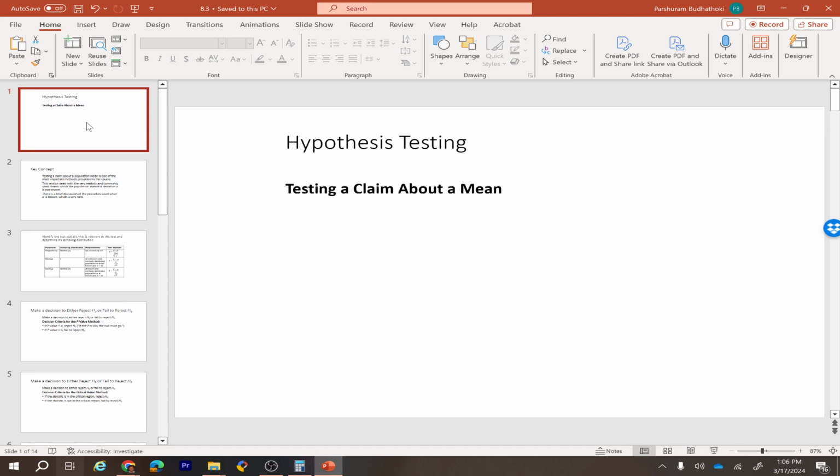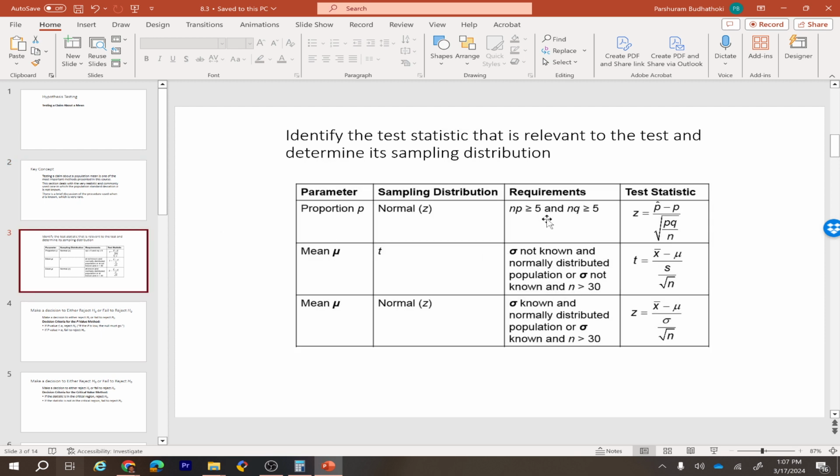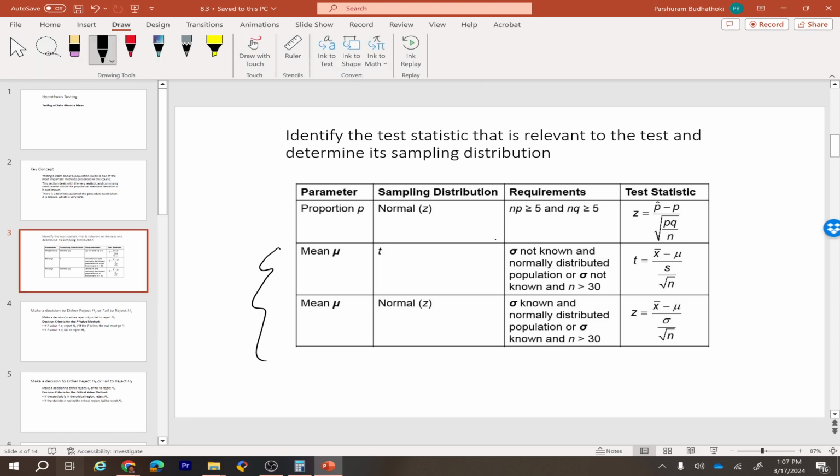Okay, section 8.3, hypothesis testing, testing a claim about a mean. This section is a continuation of sections 8.1 and 8.2. In 8.2, we did hypothesis testing of a claim about a proportion. Here, we're going to do testing a claim about a mean. These are the things you have to understand.